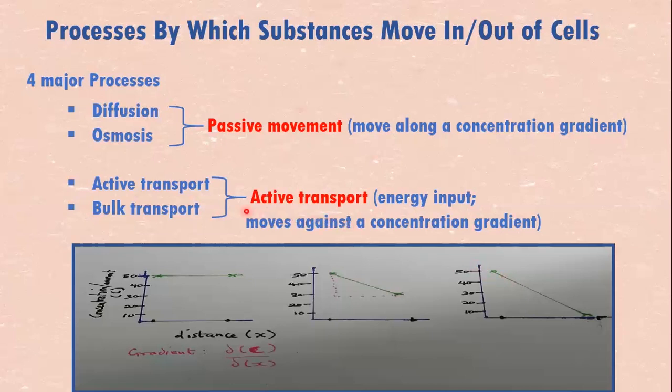And then you have active transport and bulk transport that are active transport. These are transports where molecules move against the concentration gradient. So you need to move molecules from this small concentration up into areas where the concentration is high, and you need energy to move such substances.